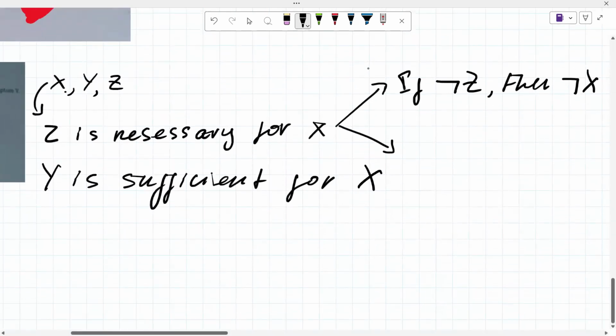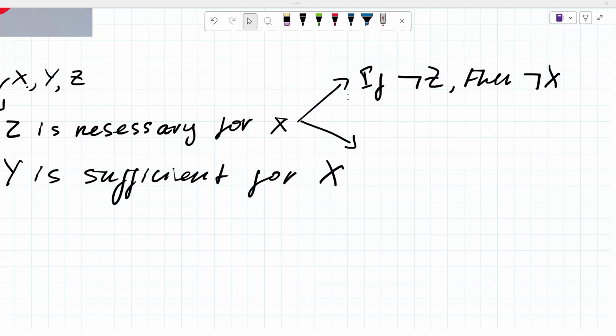For example, let's associate this with something. In order to get admitted in Italy, you have to pass the TOLC exam. So TOLC is necessary for getting admitted to an Italian university. How can we convert it to a conditional statement? We can say, if you don't pass TOLC, then you will not be admitted to an Italian university. So whenever you have a necessary condition, you can relate it to a conditional statement, which is if not Z, then not X. This is the first case.